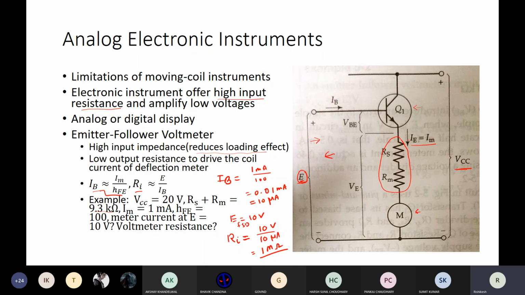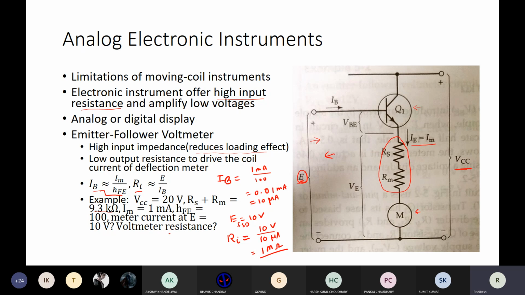PMMC assisted with the transistor based emitter follower circuit is an active instrument which requires an external power supply. So the extra energy required to drive the meter comes from this source, and this is why the energy drawn from the circuit under investigation is minimized. So the loading effect is minimized. That is the advantage.